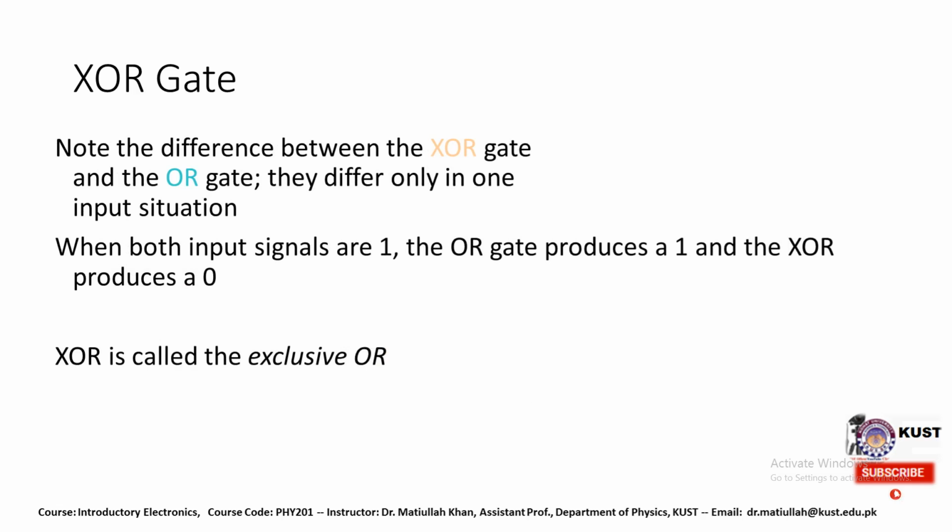There is some difference between the XOR and OR gates, because they only differ in one input situation. When both input signals are 1, the OR gate produces a 1, while the XOR gate produces a 0. So this is the difference between the XOR gate and the OR gate.